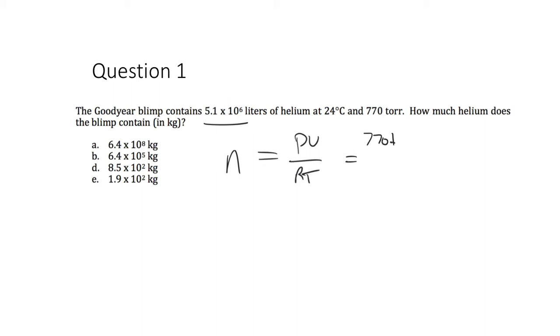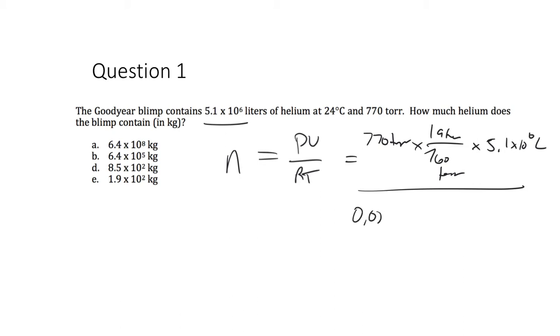We just got to go 760 torr to atm. Volume, we'll keep it in liters. And divide by our gas constant, and times our temperature in Kelvin, 297. And one other, so 770 divided by 760 times 5.1 times 10 to the 6.